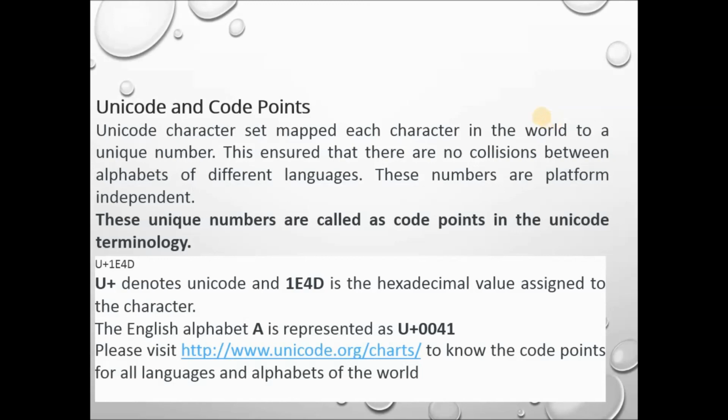Now see here, U+1E4D. U+ denotes Unicode, and 1E4D is the hexadecimal number. You already know hexadecimal numbers go from 0 to 15, so A, B, C, D, E, F. So this is the hexadecimal number, the value assigned to the character. The English alphabet A is represented like this, U+0041. Other values you can get from the link.